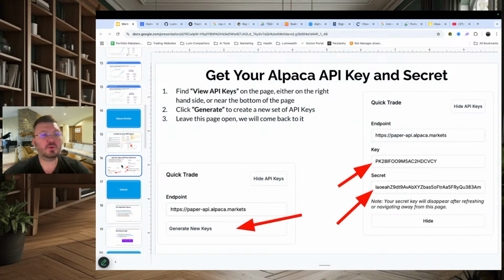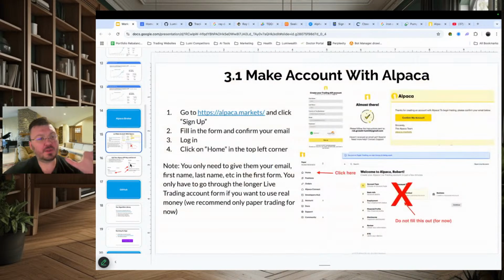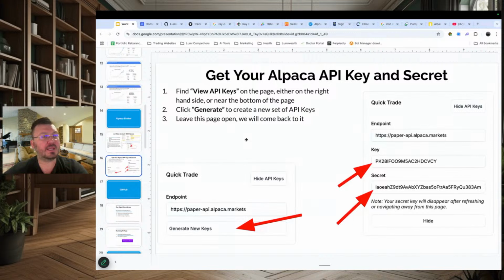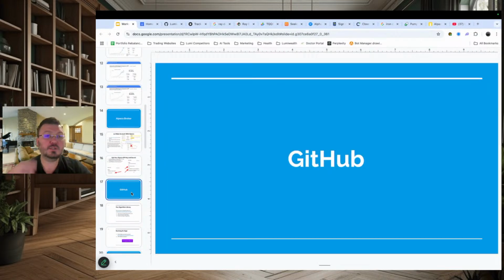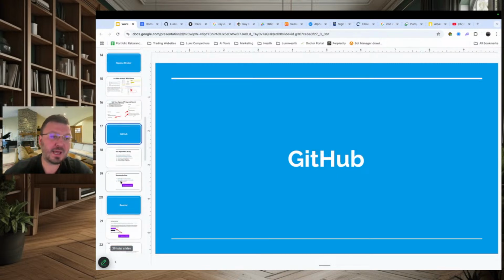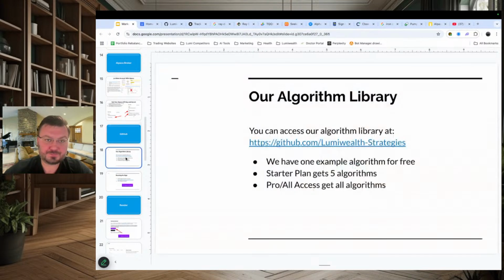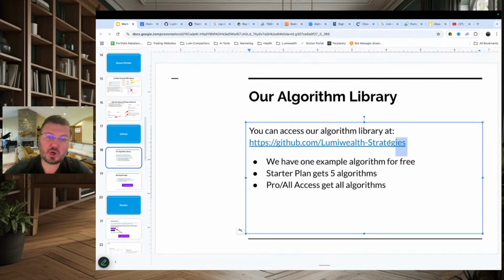All right, okay, so you've created an account with Alpaca the broker, you've generated your API keys, and you're basically leaving that alone for now, all right? Okay, so next step, we're going to set up GitHub. If you do not have an account yet with GitHub, you can create an account. This is basically where all of our strategies live.